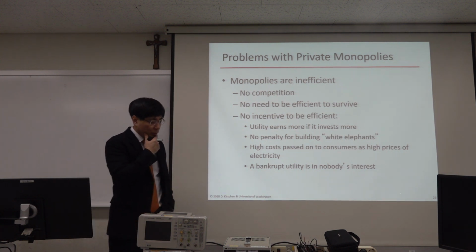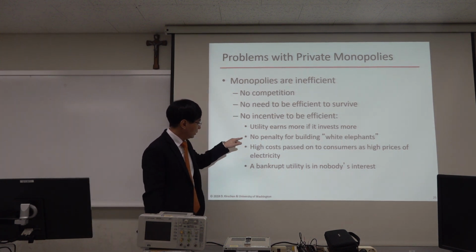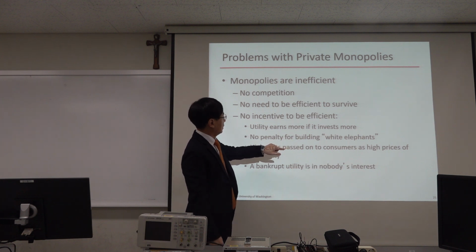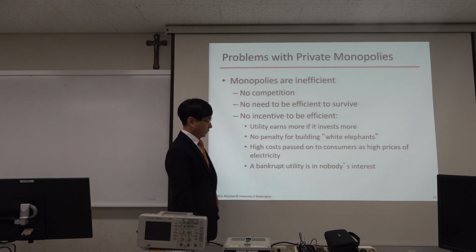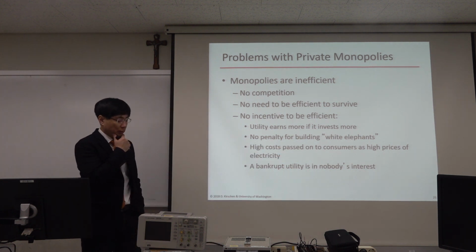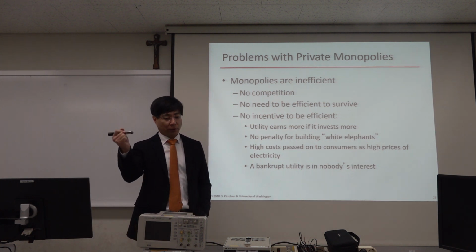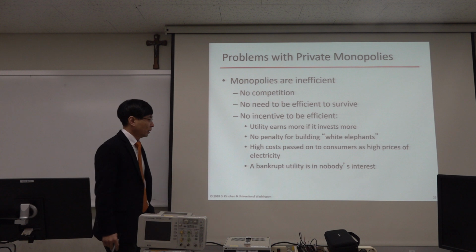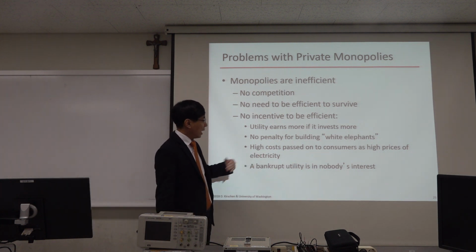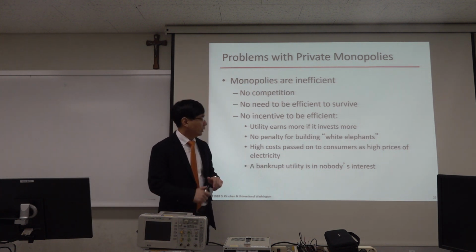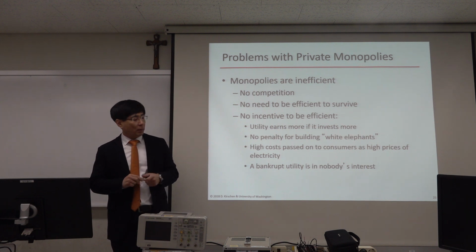Okay. So, the utility may build white elephants to earn more money. Okay, and the consequence is that that kind of high cost is passed on to customers as high prices of electricity because of the rate of return that is determined by the regulatory body. Okay, and this can happen because a bankrupt utility is in nobody's interest.